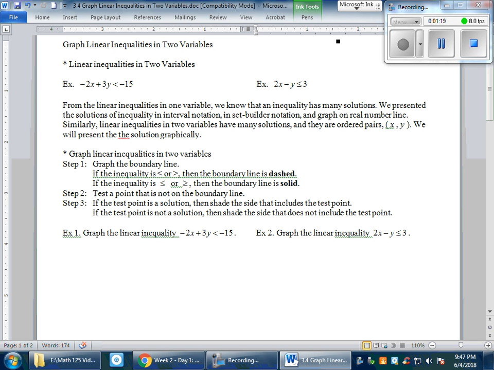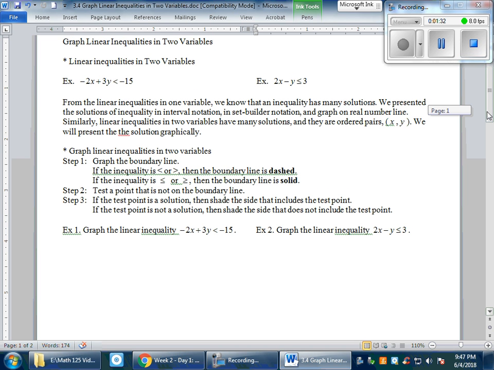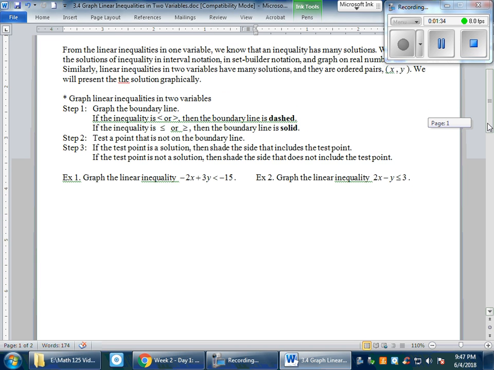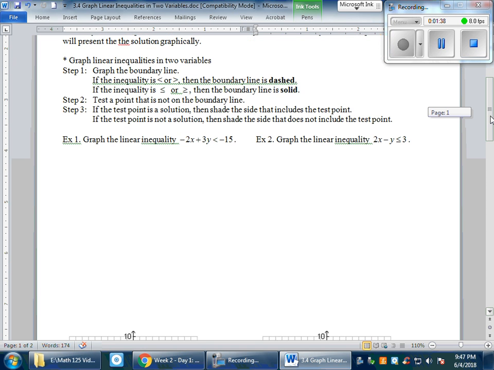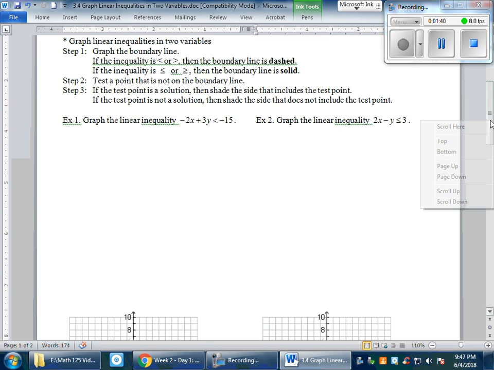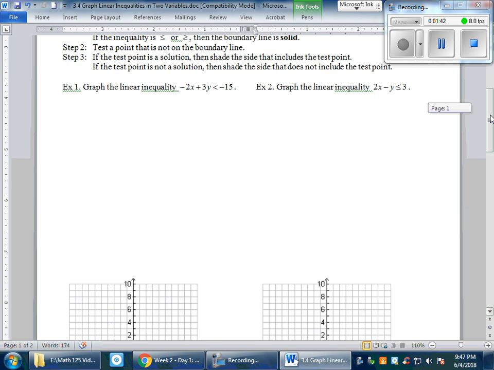So after we draw a boundary line, then we're gonna test the point. Okay? When you test the point, that must be not on the boundary line. The point that you pick cannot be on the boundary line. So if the testing point satisfies the inequality, then we shade it on that side. Otherwise, we shade on the opposite side.